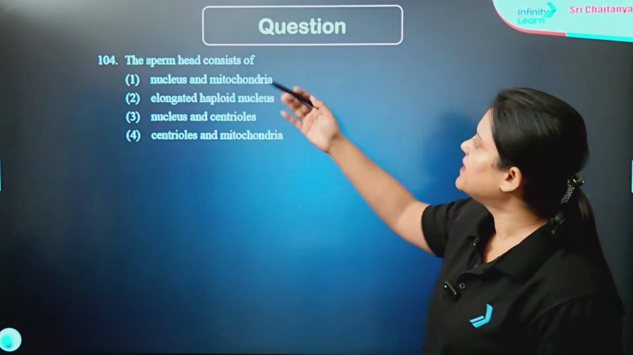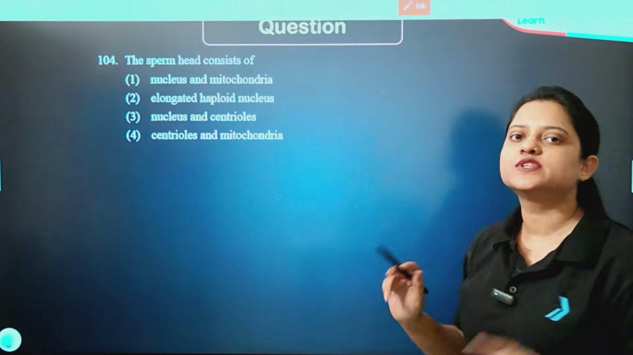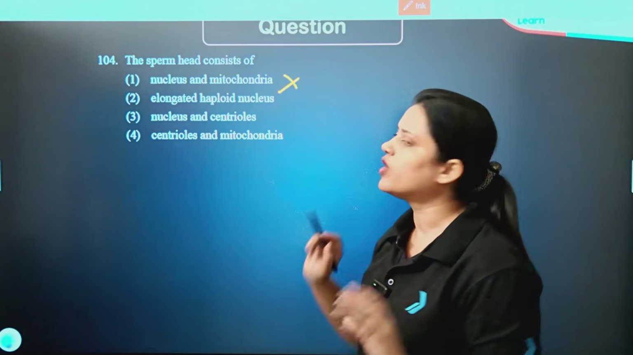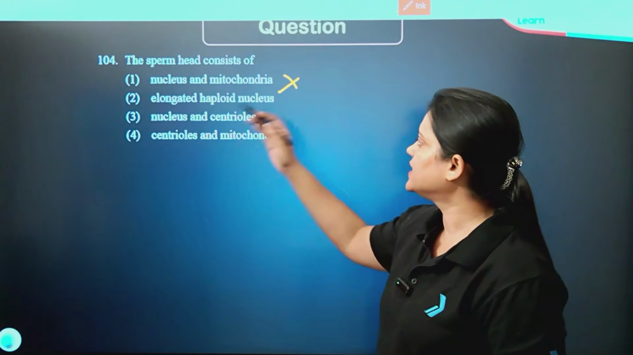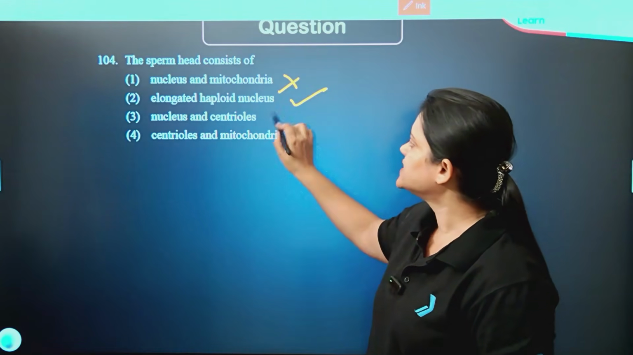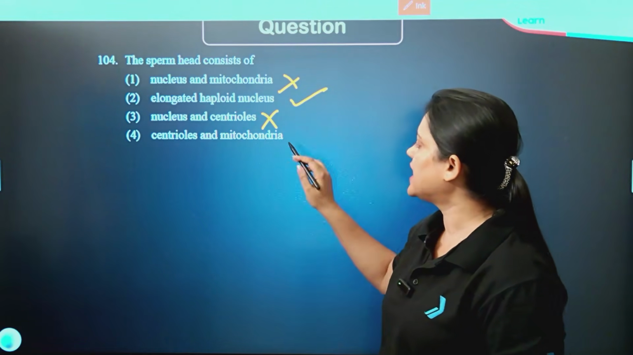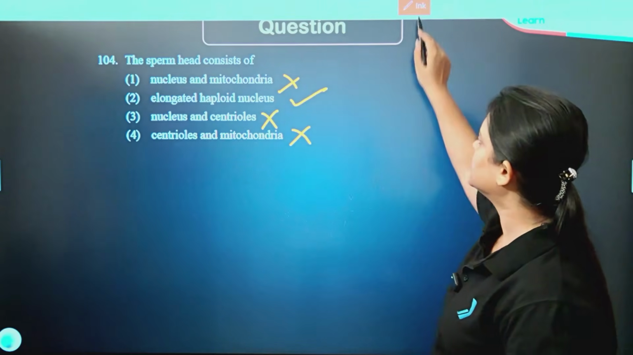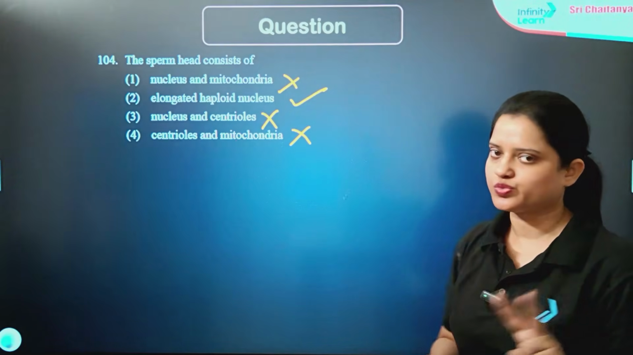Next, the sperm head consists of. When we talk about the sperm head, right, it will have a nucleus, and no mitochondria, as mitochondria are in the middle piece. Elongated haploid nucleus, that is true. Centrioles are not in the head, and in fact there is no centriole or mitochondria in the head. So the correct answer here should be 2.